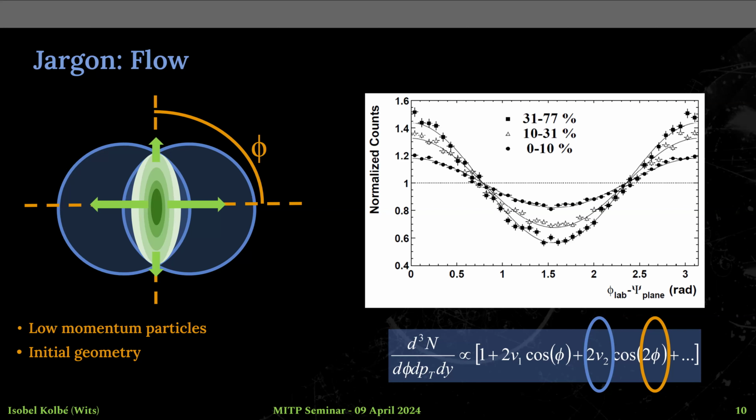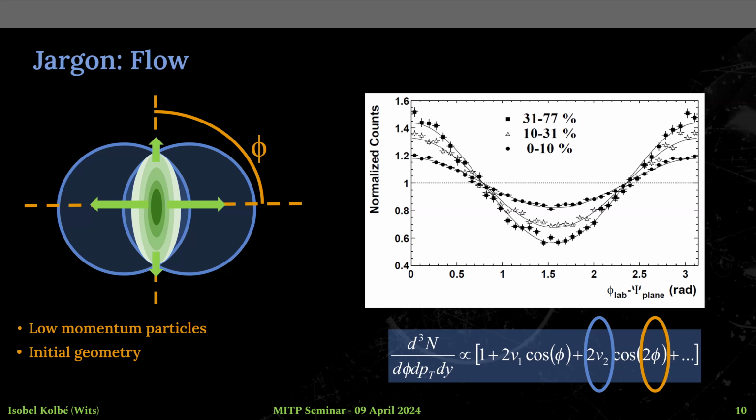So I do this expansion, I draw this curve, and I expand it, and I get these coefficients called V2. V2 is the number you will hear for an elliptic shape. So V2 tells me how elliptic my initial condition was. V3 would tell you how triangular it was. V4 would tell you how square it was.